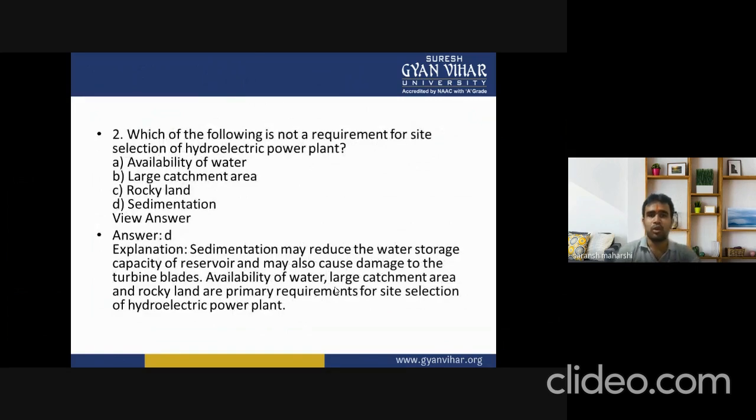Second question: which of the following is not a requirement for site selection of a hydroelectric power plant? Option A: availability of water. Option B: large catchment area. Option C: rocky land. Option D: sedimentation. So the right answer is option D, sedimentation.